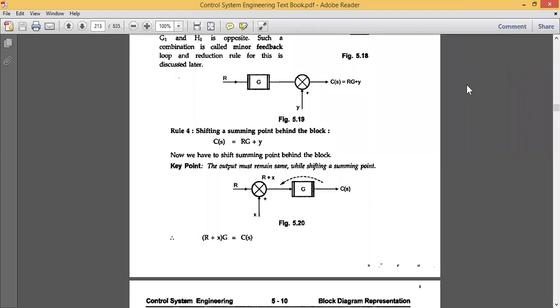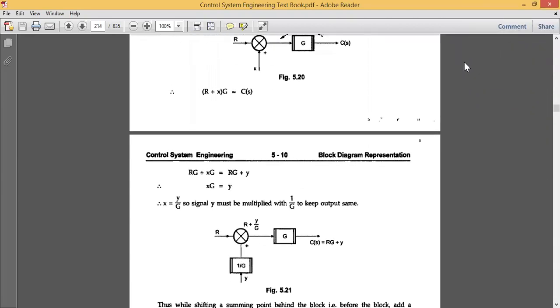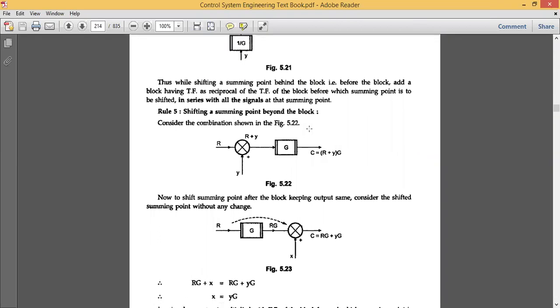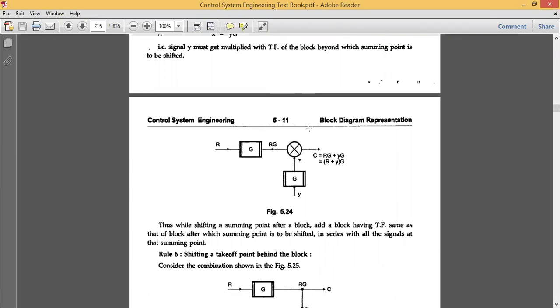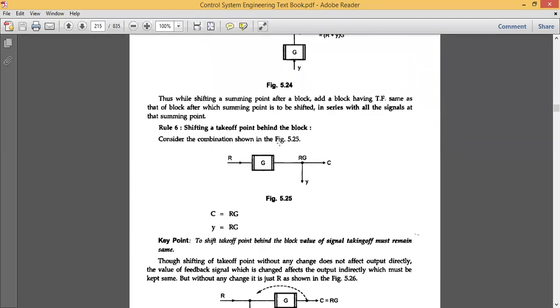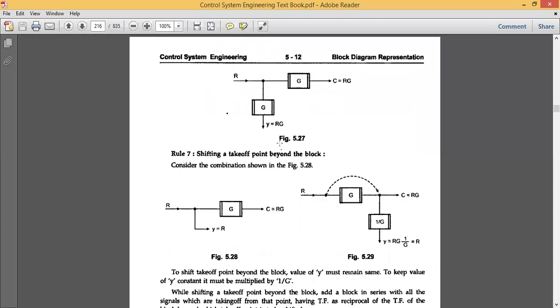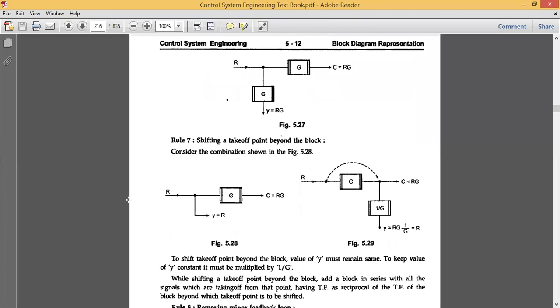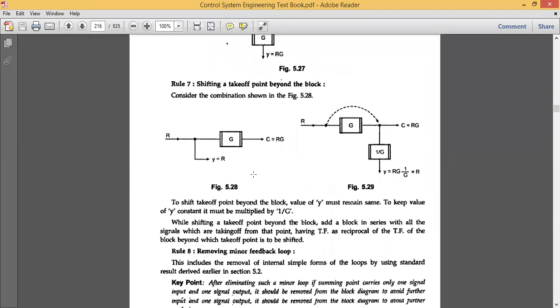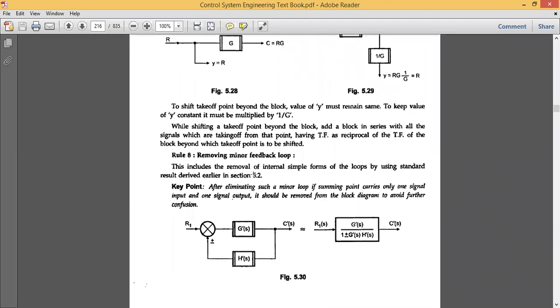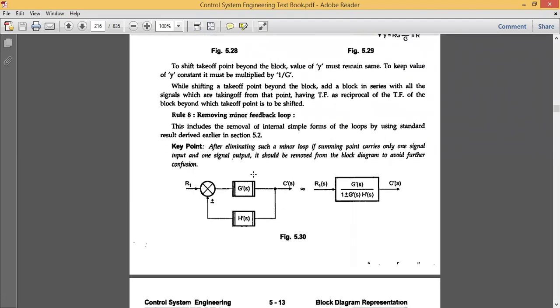My concern here is that you should not get any confusion. Next we saw shifting of summing points beyond the block, as shown here. Then shifting of takeoff points behind the block, that is rule number 6, and shifting of takeoff points beyond the block, that is rule number 7. These are the rules we have already studied; I'm just showing you how they appear in the textbook we are referring to.